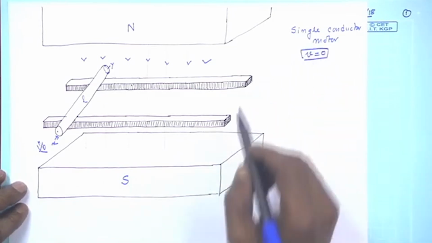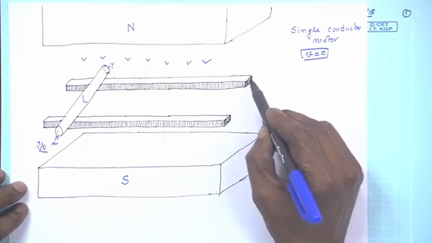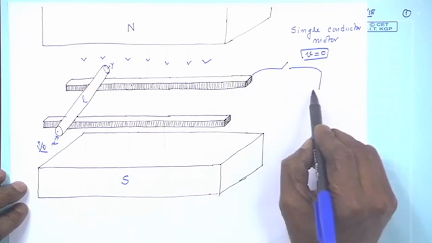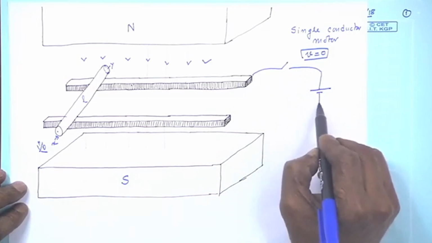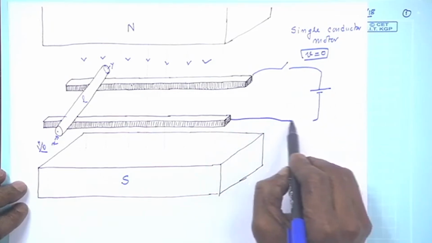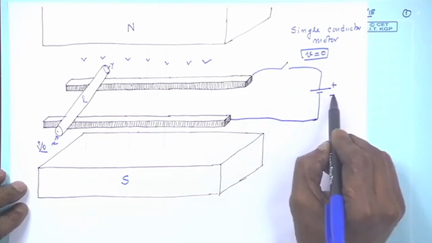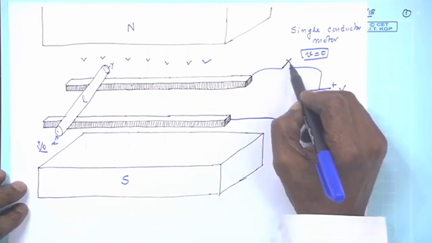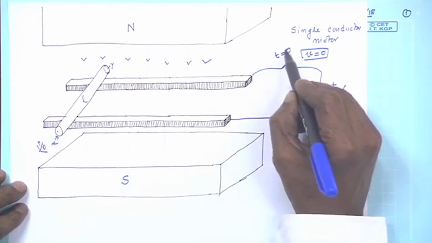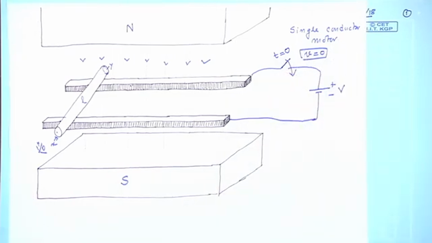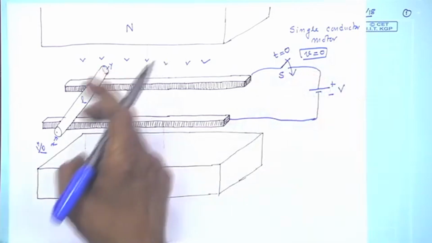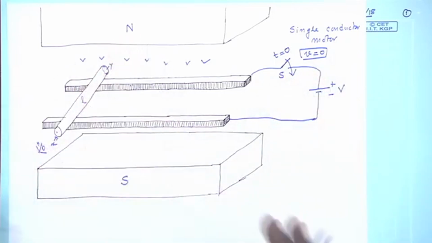Now, also what I have done is this, in these rails I have connected a switch and then suppose a battery like this, and the battery voltage is capital V. So, the switch is closed at t equal to 0. I start counting my time from t equal to 0. Before the switch was closed, it was open, no current was flowing, and this conductor will remain stationary forever.